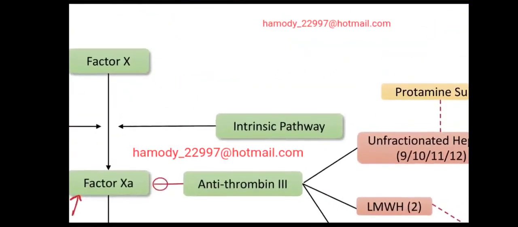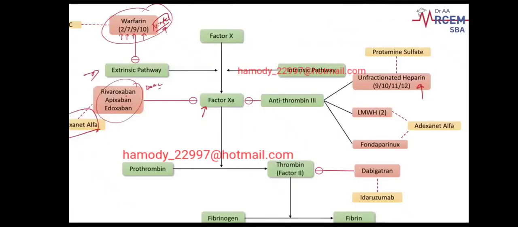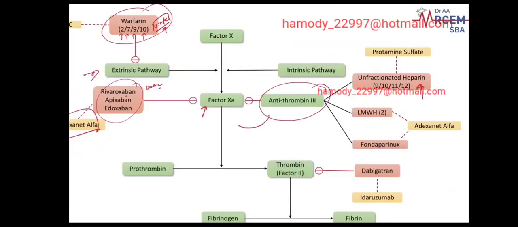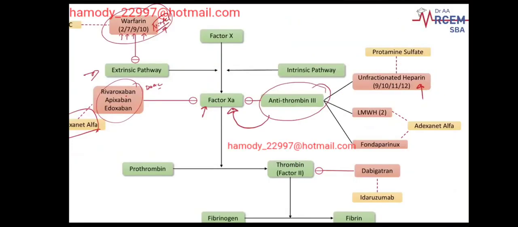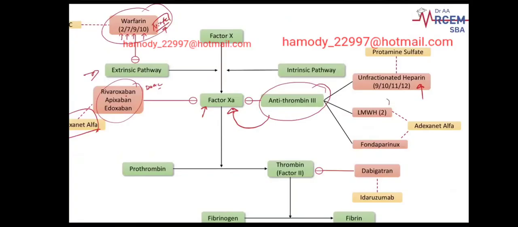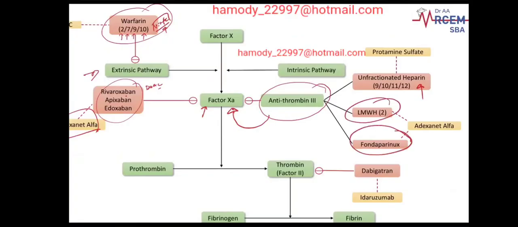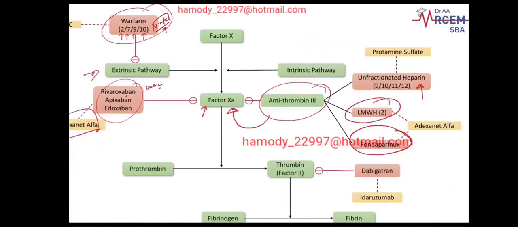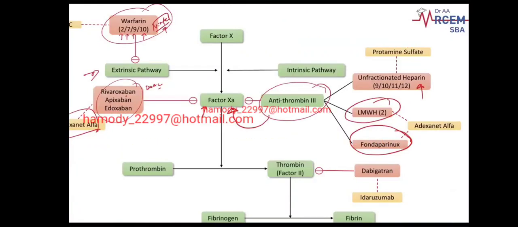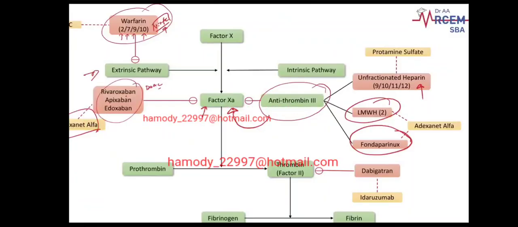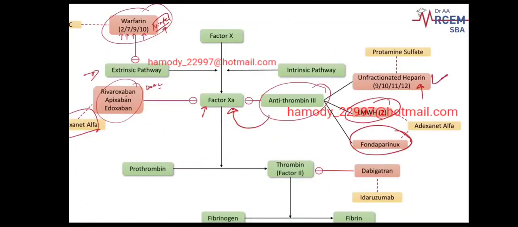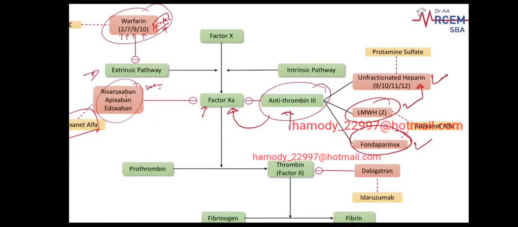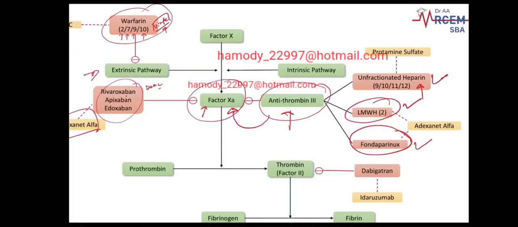Next, we'll be seeing heparin, unfractionated heparin. Unfractionated heparin activates antithrombin 3, and it inactivates factor 10A. That's the mechanism. A similar mechanism you will see in low molecular weight heparin and in fondaparinux also. There are minute differences, which are not important from the exam point or the clinical point of view. What you need to understand is that all these three drugs, unfractionated heparin, low molecular weight heparin, and fondaparinux, activate antithrombin 3, which in turn inactivates factor 10A.